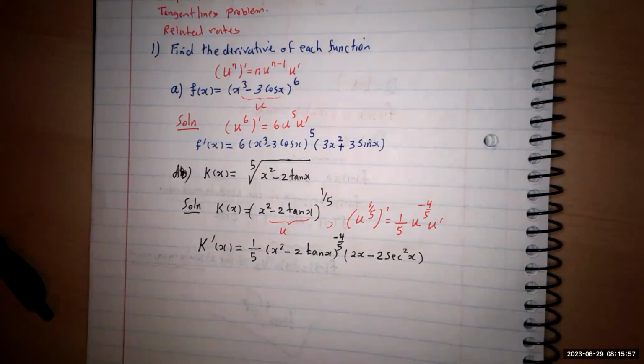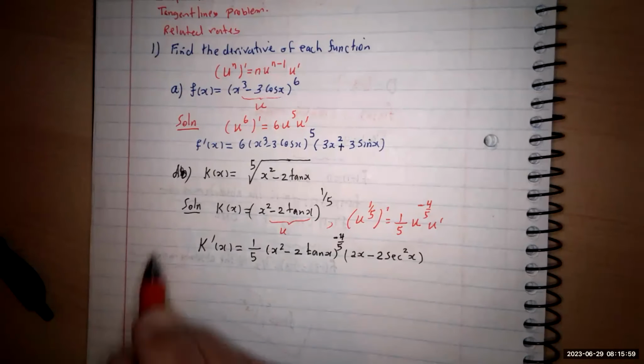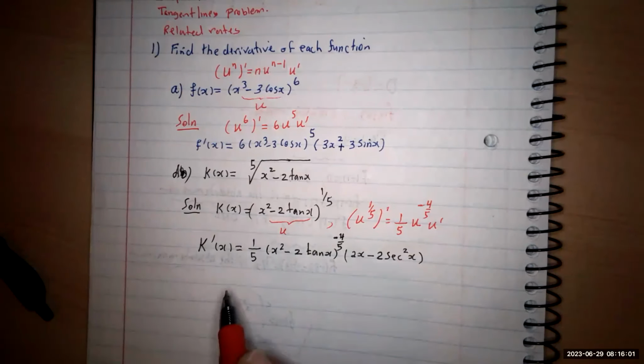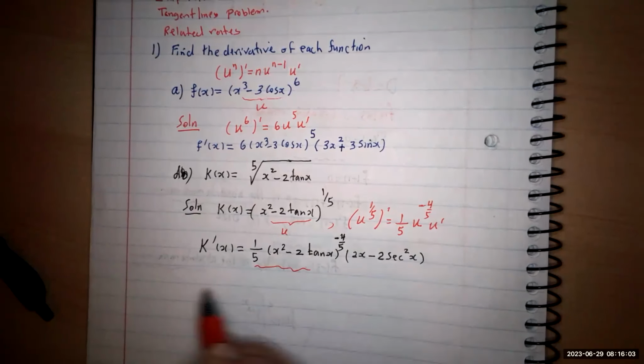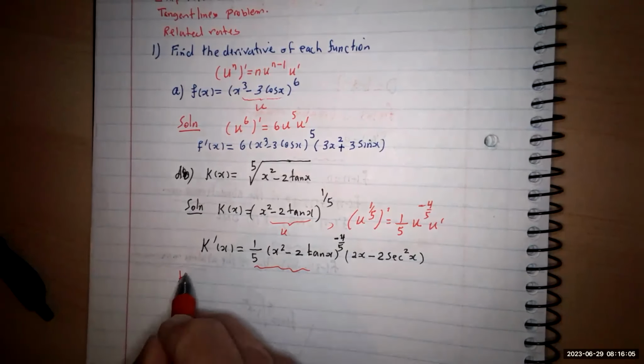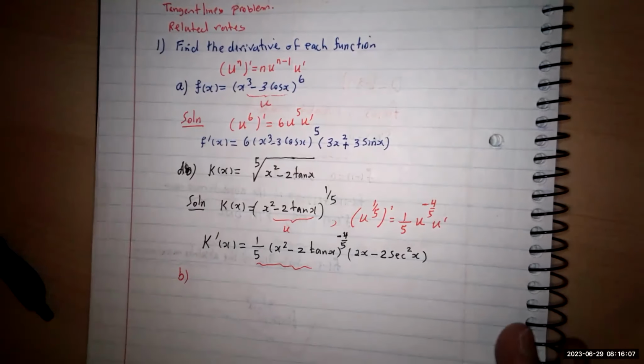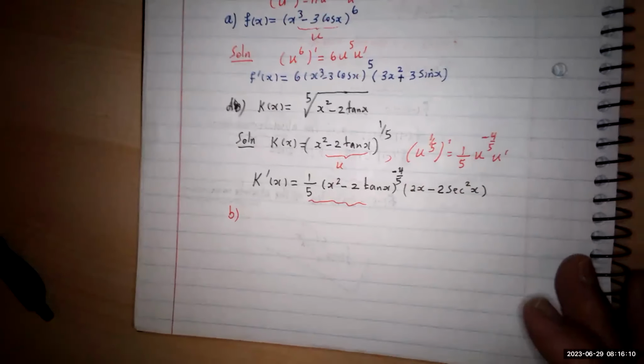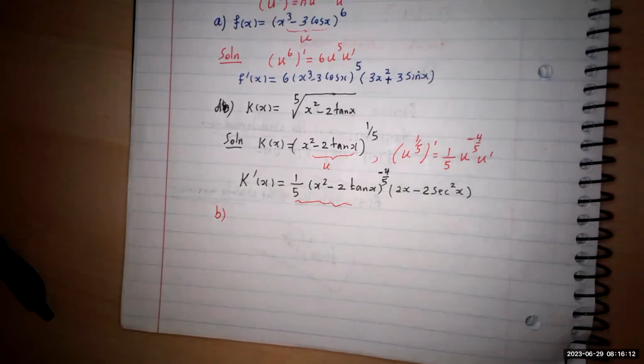Now, the next one is a little bit more challenging. That's going to be part B. This is going to be a combination of the chain rule and the product rule. So that would be the case that we are going to have.